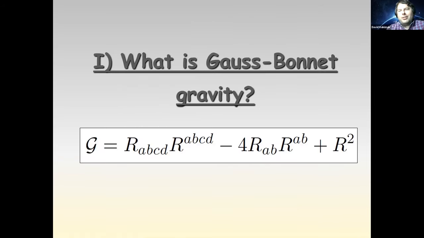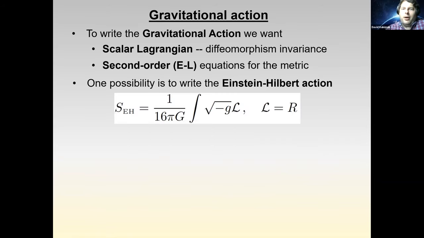All right, so what is Gauss-Bonnet gravity? We all know that if you want to write down the gravitational action, we want a scalar Lagrangian to preserve diffeomorphism invariance. And of course, we want at most second-order equations of motion for the metric. Otherwise, you have runaway solutions and other problems. Everything I do here is just classical, okay?